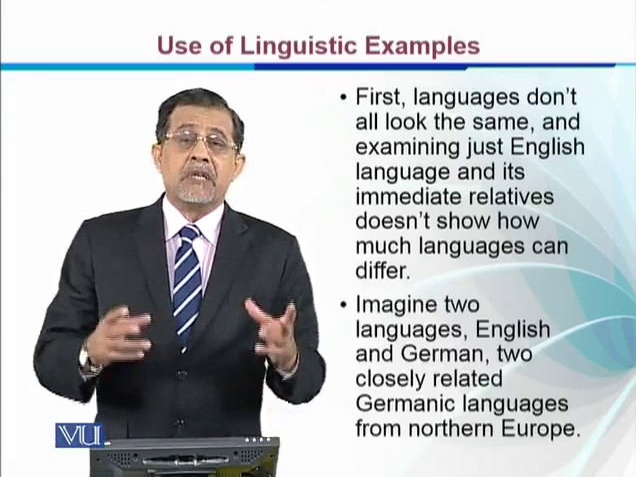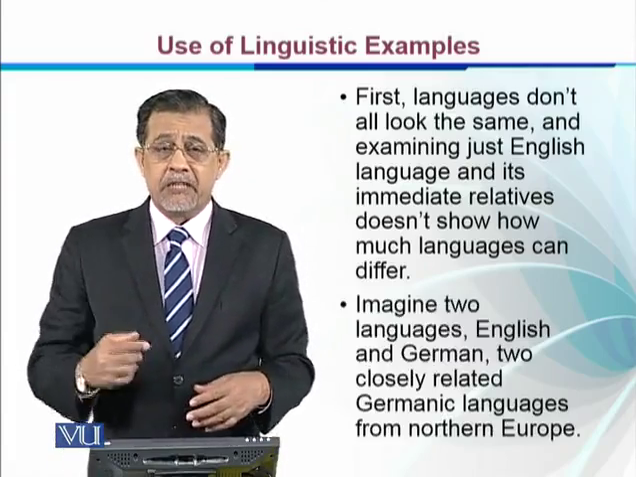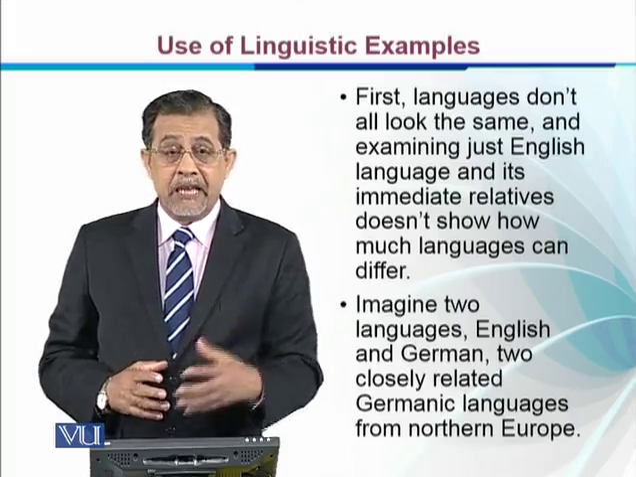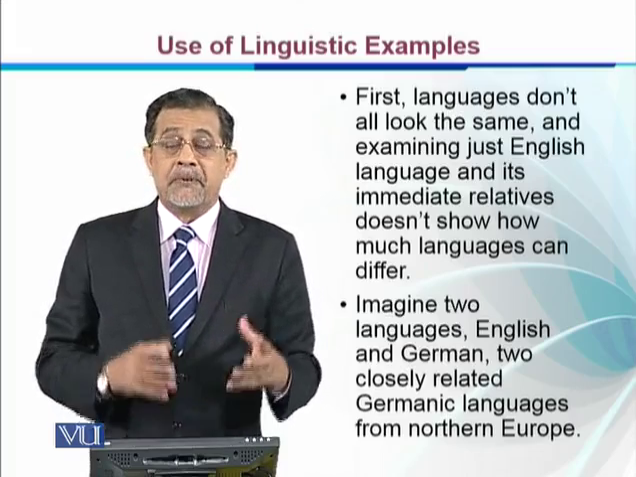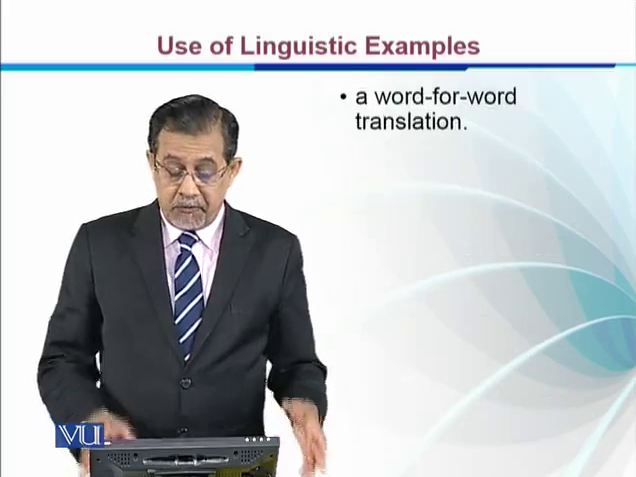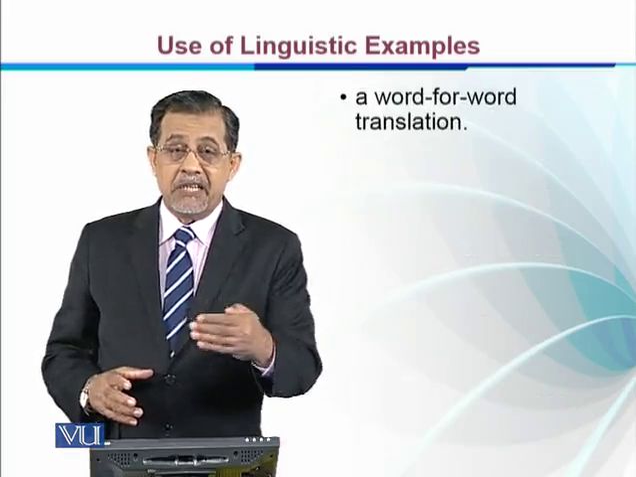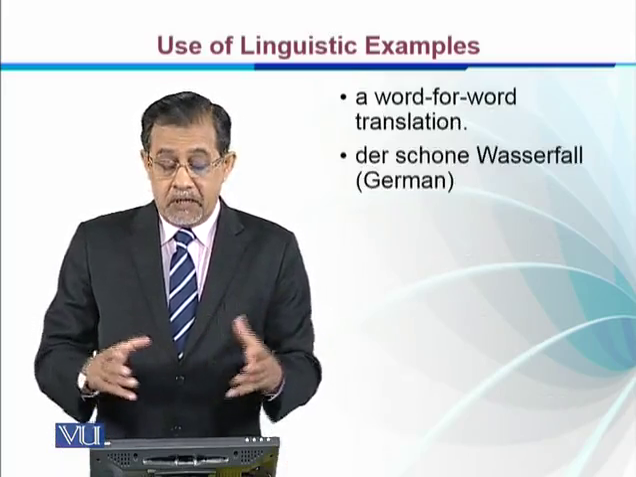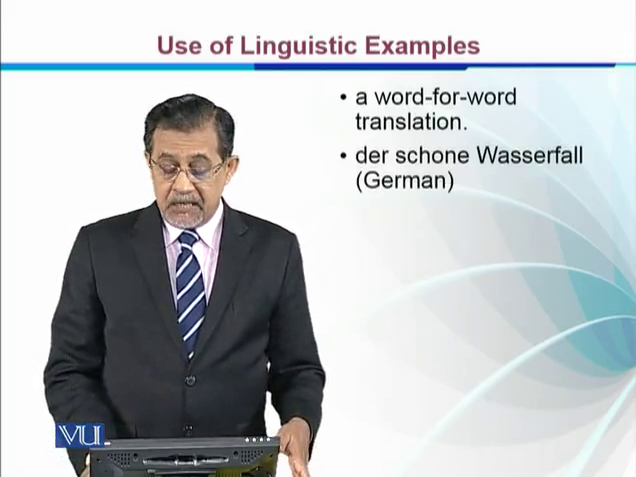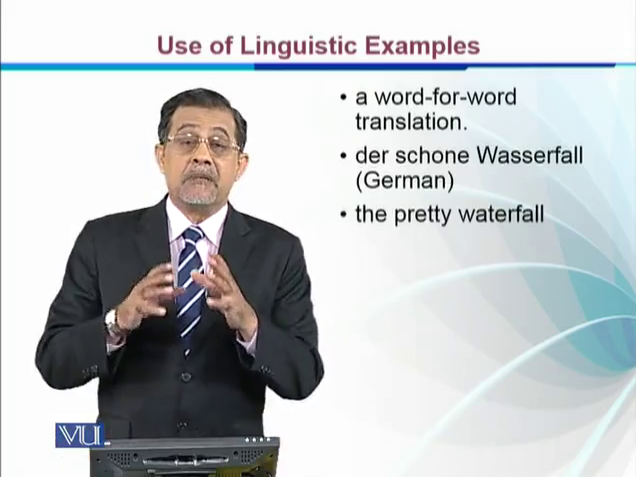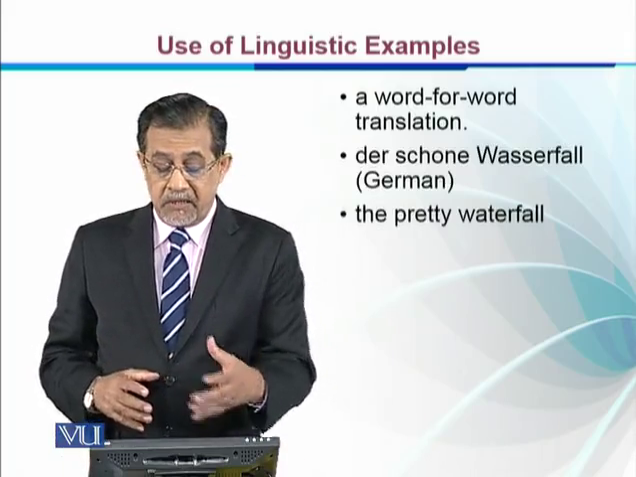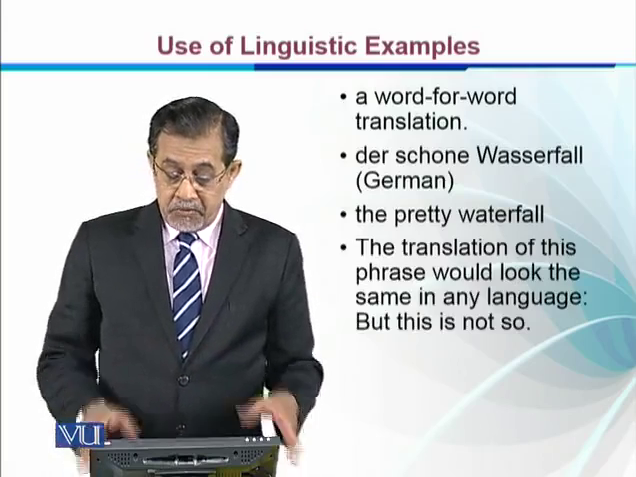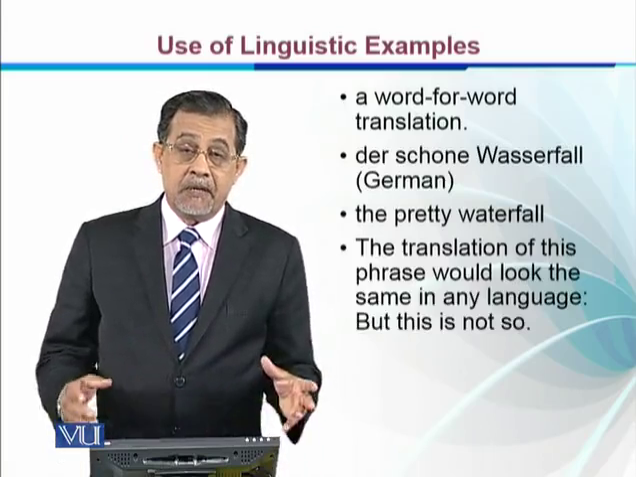For example, we take two phrases from English and German, because English and German are very close languages. They are related languages. They are both Northern Europe languages. So let's see how they translate each other, a word for word translation. Der schöne Wasserfall. It's German, and its word for word translation in English is the pretty waterfall. So you can say schöne is pretty, and Wasserfall is waterfall. So this translation is very similar.